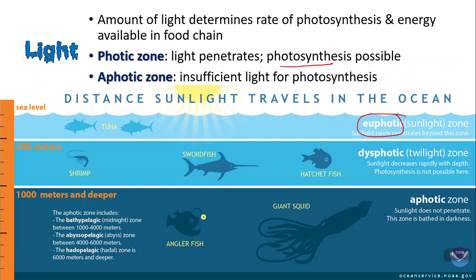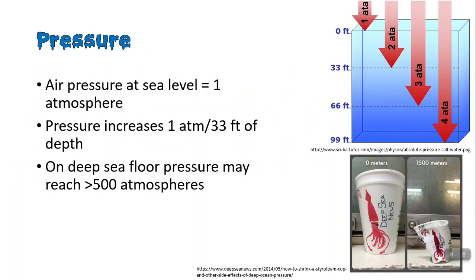Below that, you have the aphotic zone, which is where you have very little, or no light at all. These are the deep places where you'll find some creepy things like giant squid or anglerfish. And then in between the two, you have what's called a twilight zone. We're not going to focus on that very much. We're mostly going to focus on photic versus aphotic, so where photosynthesis can happen and where it cannot happen.